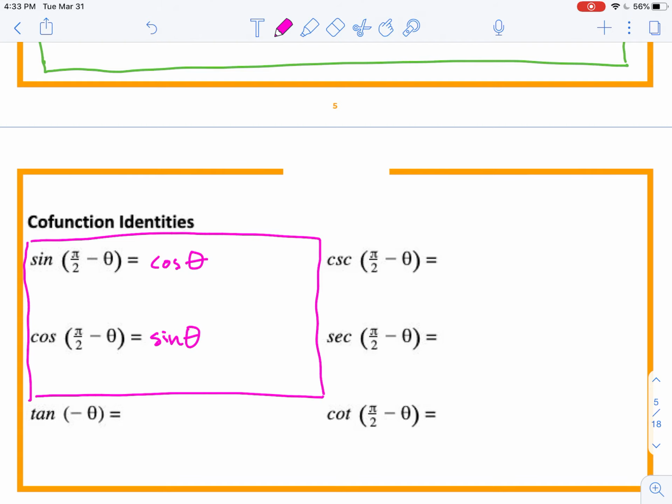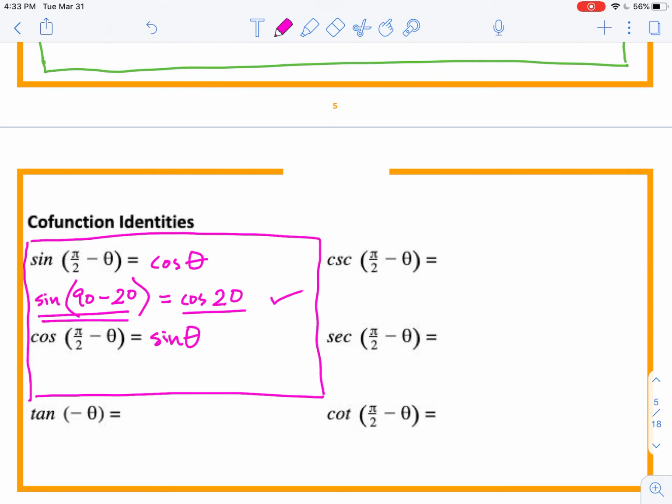Now, as weird as this might look, let's imagine for a second that we were talking in degrees, not in radians. And so instead of pi over 2, maybe I call that 90. And let's pick an angle. Let's say I was looking at a 20-degree angle. If I take my calculator and plug in cosine of 20, and then do sine of 90 minus 20, I'll find out that those two are equal.